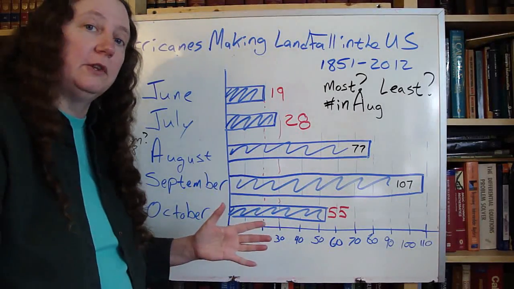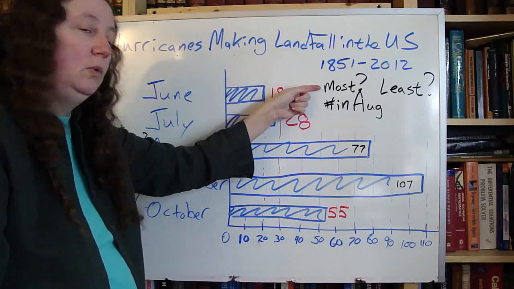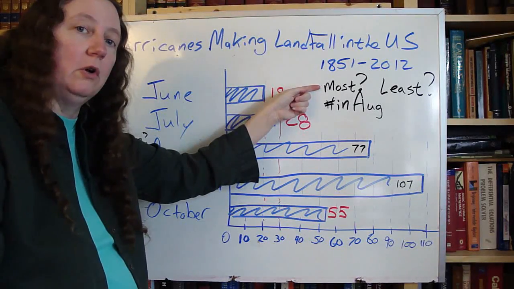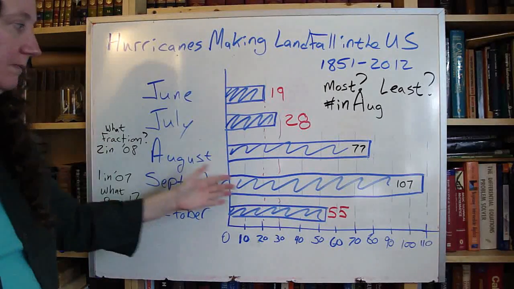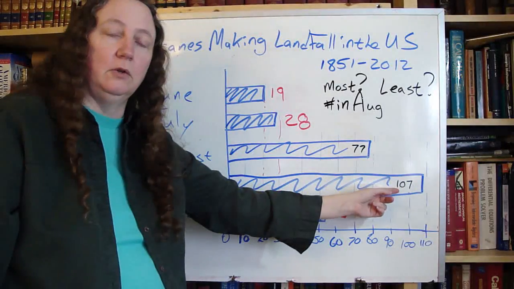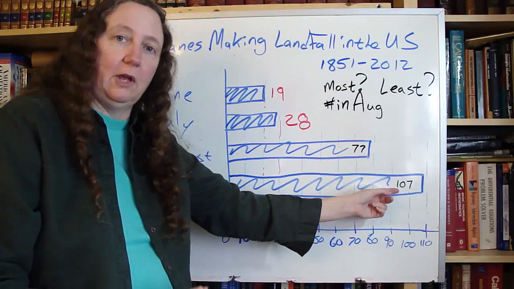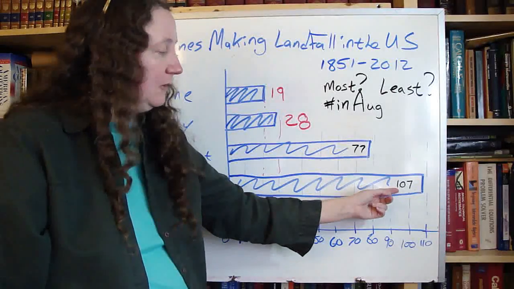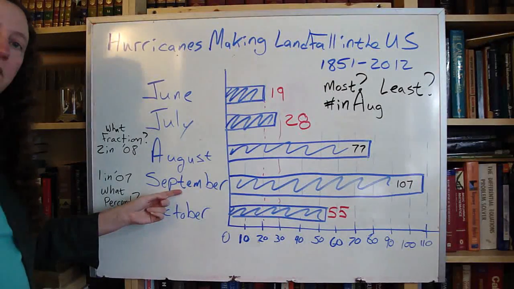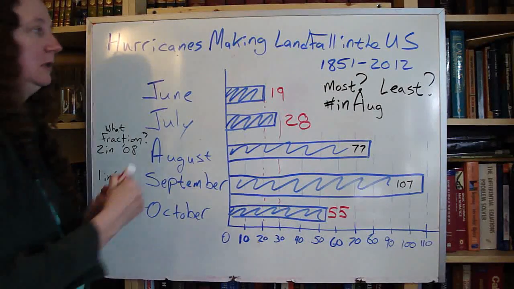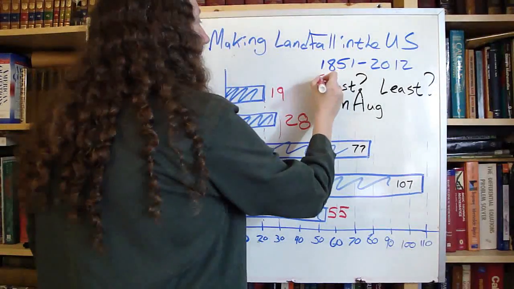Now the questions that they're asking us: in which month did the most hurricanes make landfall in the U.S.? Well, that's kind of obvious. The longest line is the most that came in. So that's 107 in the month of September. So I can put September as my answer.